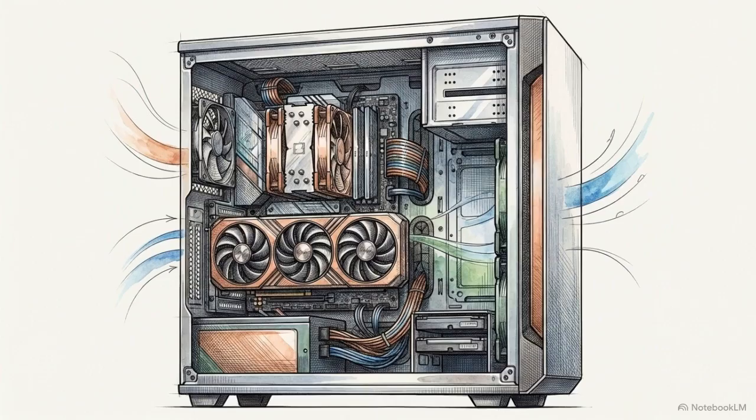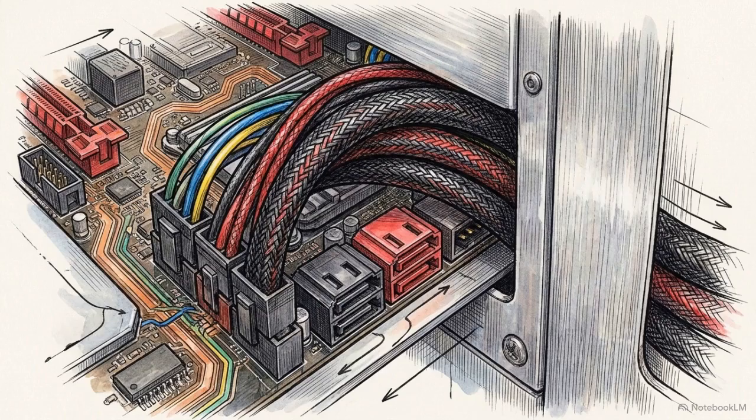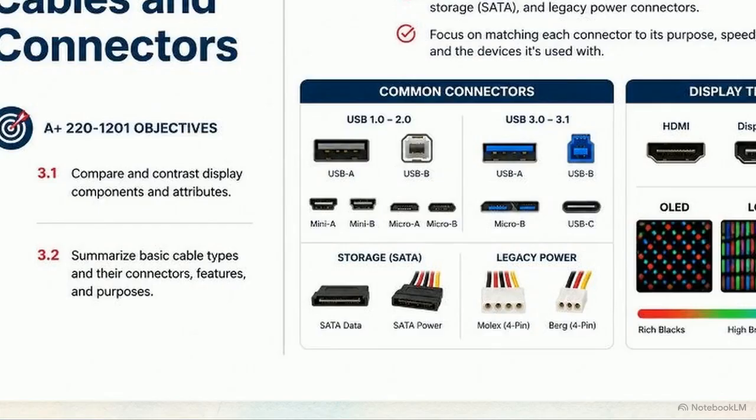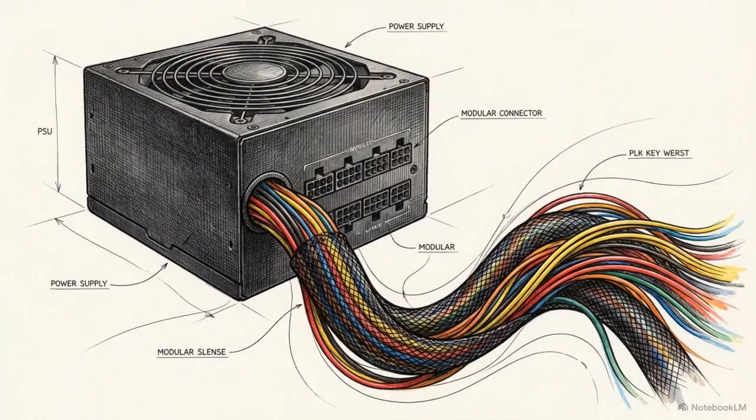Moving inside the chassis, we encounter the dedicated interfaces that govern internal storage drives and power distribution. For bulk storage, the serial ATA or SATA standard is used to connect fixed hard drives and solid-state drives to the motherboard. These connectors share a distinctive L-shaped physical key to prevent backward insertion. However, the short SATA data connector handles communication, while the wider SATA power connector draws current directly from the power supply. That brings us to the interfaces extending from the power supply unit itself.